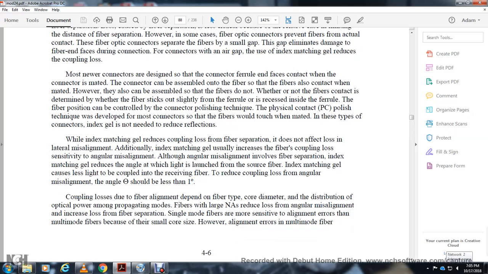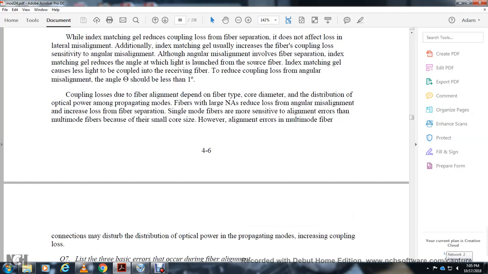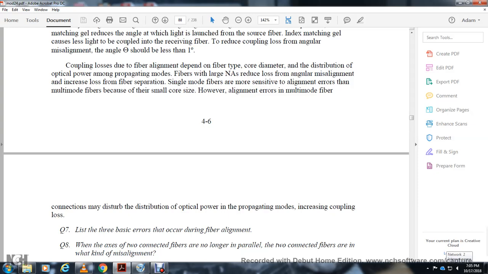Coupling loss due to fiber misalignment depends on the fiber type, the core diameter, the distribution of the optical power among the propagating modes of the fiber, and the numerical aperture, which reduce the loss from angular misalignment. They increase the loss from fiber separation. Single mode fibers are more sensitive to alignment error than multimode fibers because of the small core size. However, the alignment of multimode fiber connections may disturb the distribution of optical power among the propagating modes and increase the coupling loss.